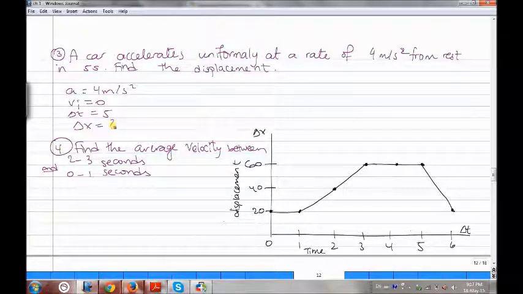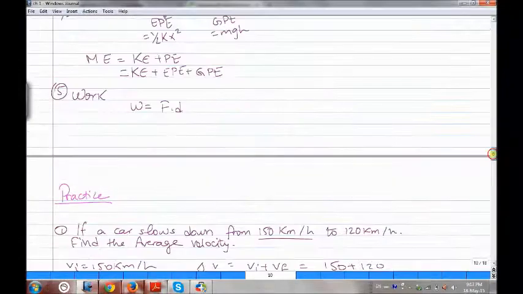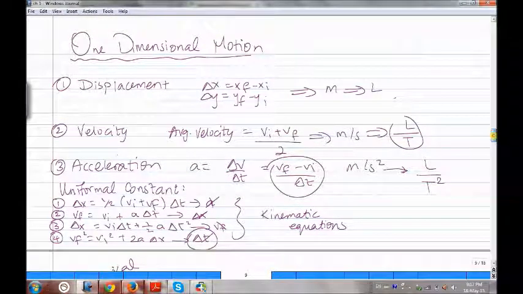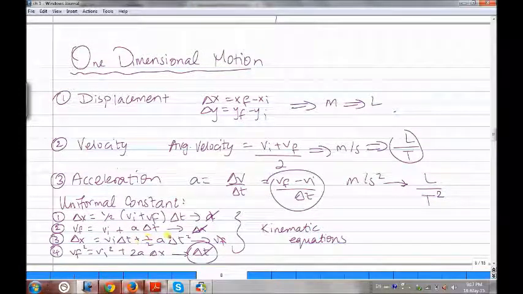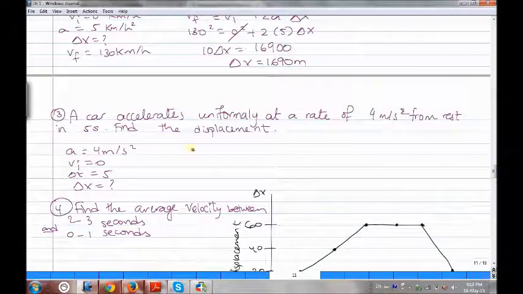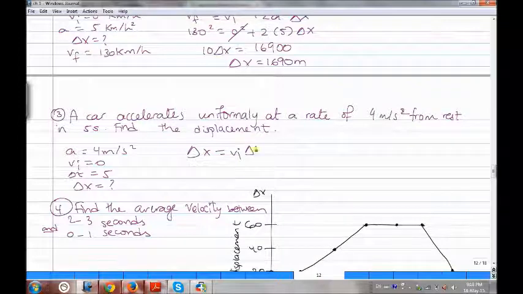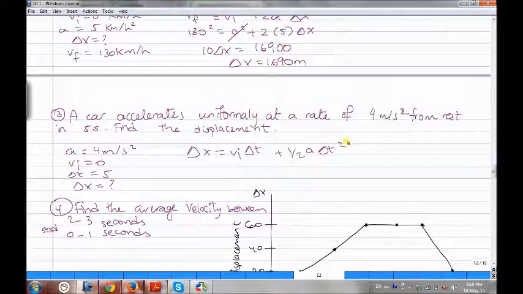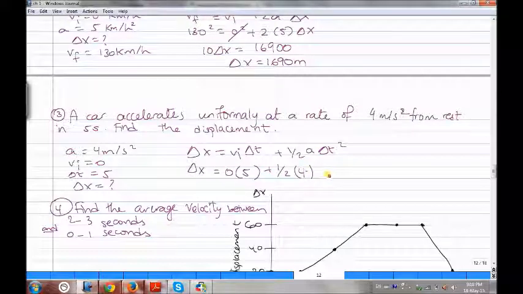What we notice here is that VF, the final velocity, is not given. So we go back to the kinematic equations where VF is not given, so it's the third one over here. We put the equation delta x equals VI t plus half a t squared, and it's better for us if we memorize the kinematic equations so we can better understand. So delta x will equal 0 times 5, since VI is 0 and the time is 5, plus half times the acceleration, which is 4, times delta t squared, which is also 5. So simply the delta x would be 50 meters.